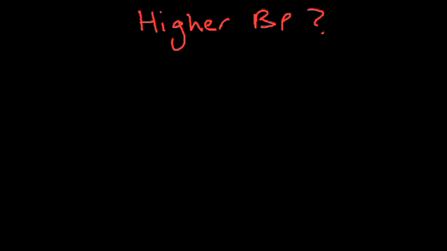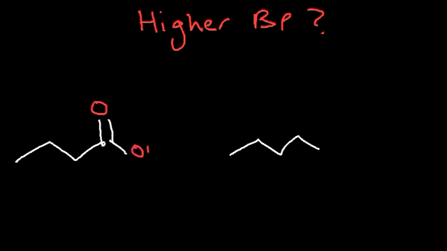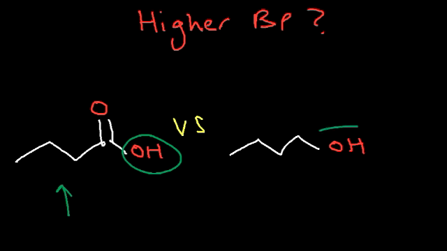So now what about a carboxylic acid versus an alcohol? Which one has a higher boiling point? It turns out it's the carboxylic acid. Now both molecules have hydrogen bonds. They both have the OH, but the carboxylic acid also has the carbonyl group. So the carboxylic acid is more polar. It has two polar regions as opposed to one. And so therefore the carboxylic acid has a higher boiling point.